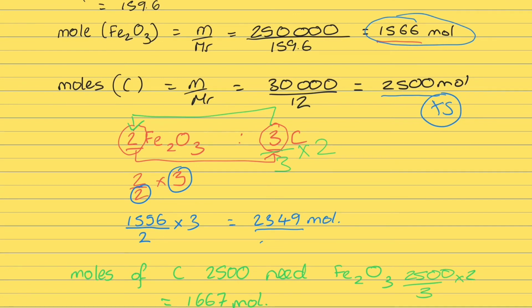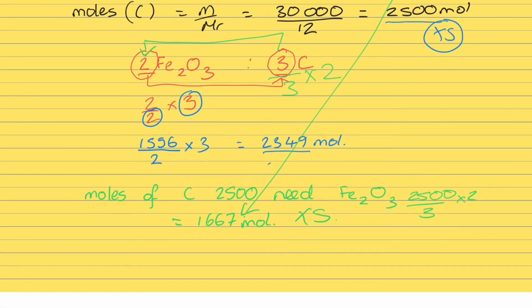How many moles of iron oxide do I have? I have 1566 moles. So that's how many moles I would need, and this is how many moles I have. I haven't got enough moles of iron oxide, so that again confirms that this is the limiting reagent and the carbon is in excess. Okay, once we know which the limiting reagent is, we can do the calculation.